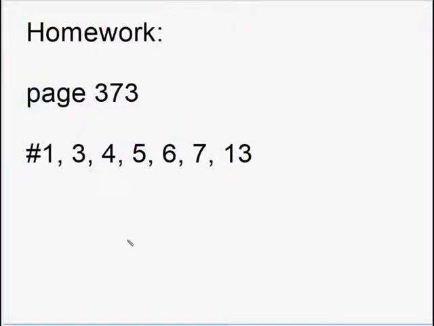For your amusement at home, page 373, 1, 3, 4, 5, 6, 7, and 13. Look to make sure all powers are accounted for.